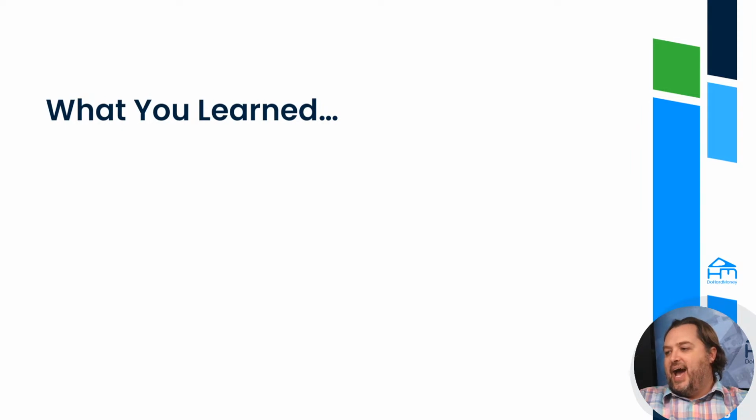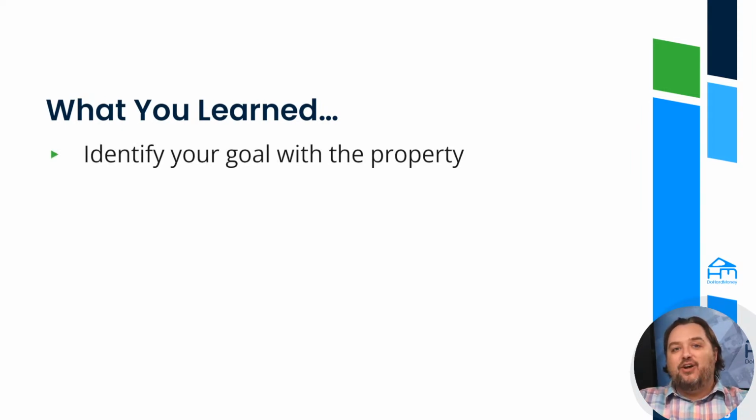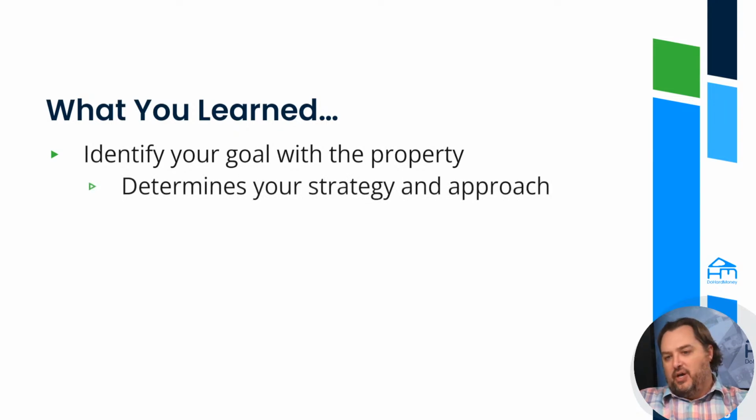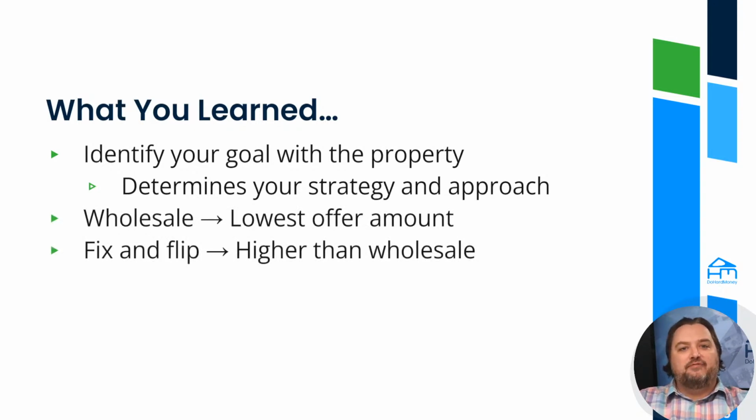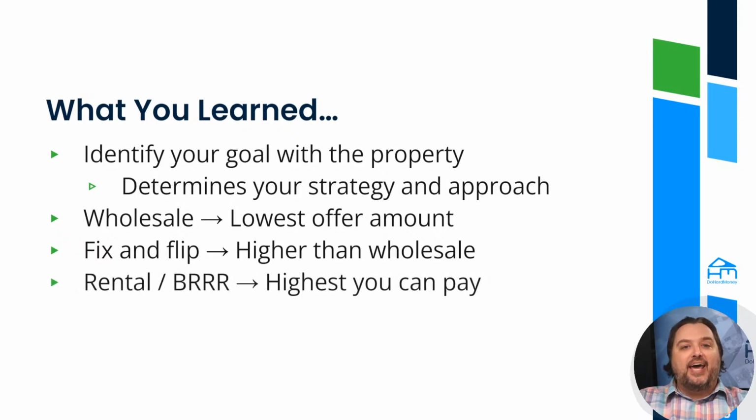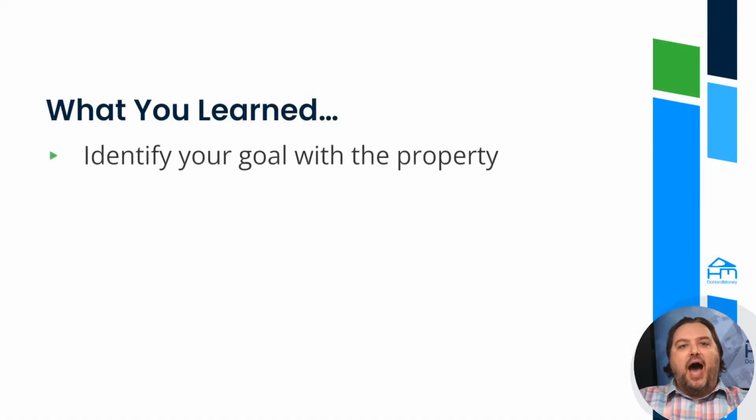So let's do a quick recap here, guys. What have you learned? You've learned how to identify your goal with the property. What do you want to do? You want to do BRRRR, you want to do fix and flip, you want to do wholesale. That determines your strategy and approach as to how much you can pay. With a wholesale, that's the lowest amount you can offer. Fix and flip is higher than a wholesale, and a BRRRR or rental property is typically the highest that you can pay for a property.